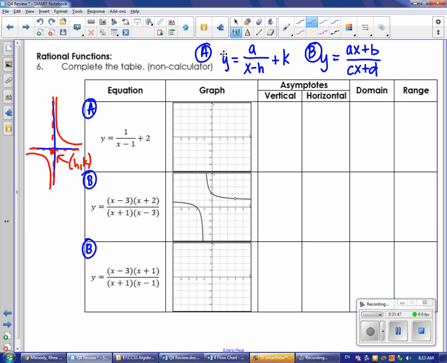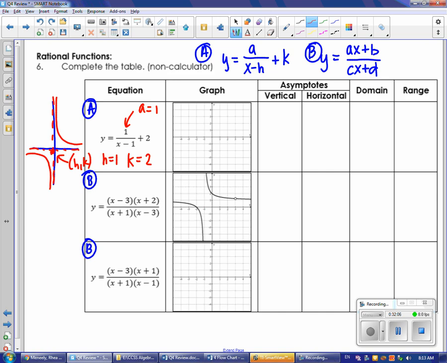I think we can see that my A value up here, that's my A value. My A value is positive 1, so that means that when I graph it, the two sections are going to be in the first and the third quadrant. My H value, remember the quantity x minus h. In this case, h is going to be a positive 1, and k is going to be a positive 2.